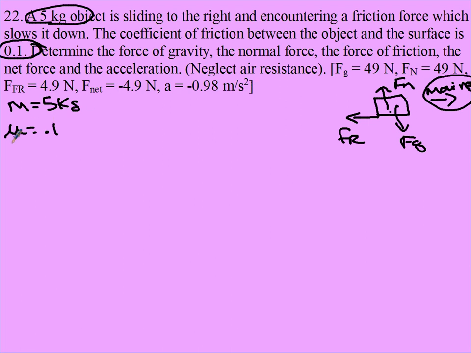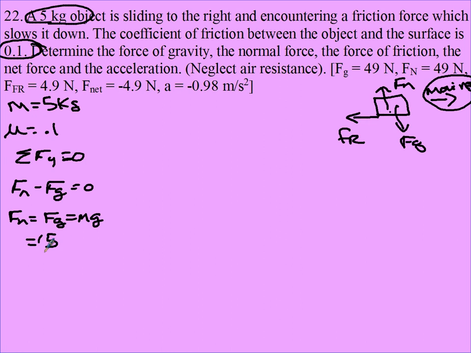First thing you do, of course, is find Fg if you have it. Let's sum the forces in y first. Sum of the forces in y is 0. The only forces I have acting in y are the normal and Fg. You're starting to see a pattern here, aren't you? Fn minus Fg equals 0. So the normal force is equal to the force due to gravity, which is mg. So let's plug this in. This is 5 times 9.8, or 49 newtons. So I've gotten the normal force and gravity in one shot.